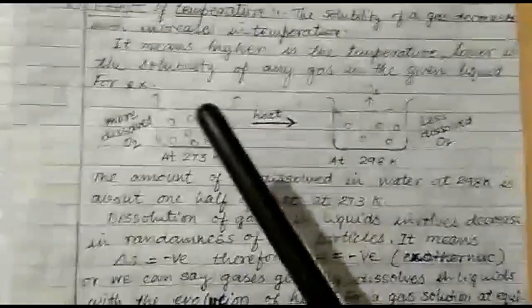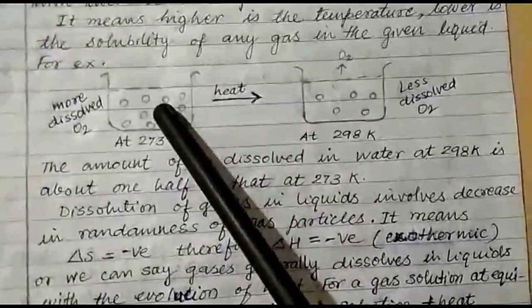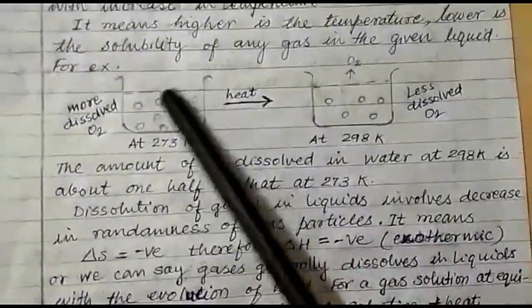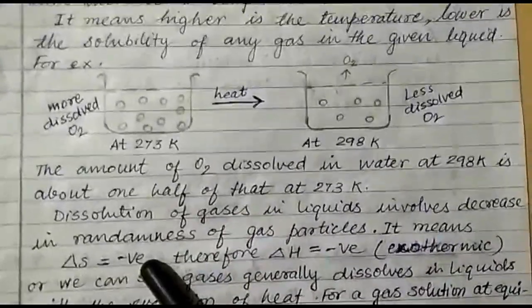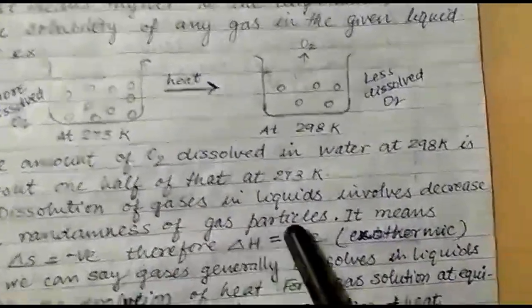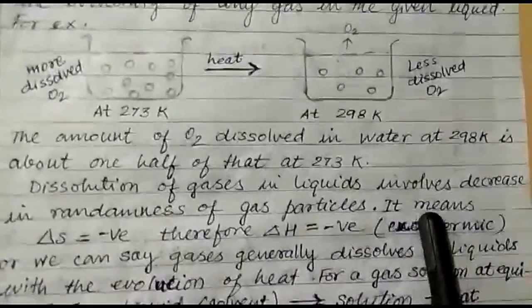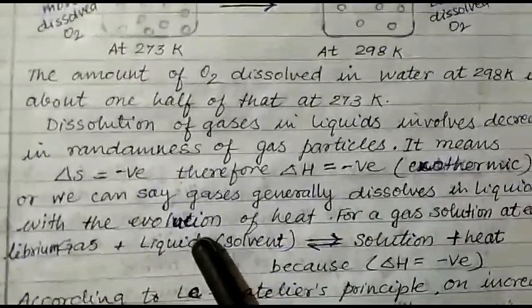So why so? It is actually because when the oxygen gas is dissolved in water, their particles are coming closer. That means they are becoming more systematic. Randomness decreases. Del S is negative. When del S is negative in any system, del H is also negative. It means heat is released. The process is exothermic.